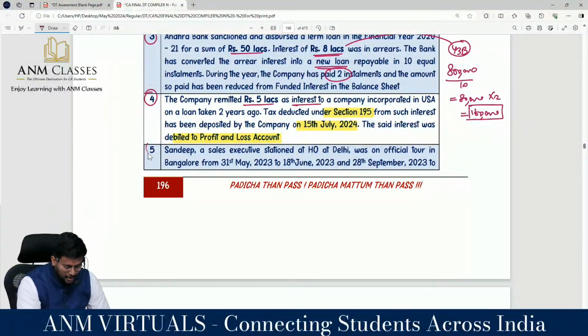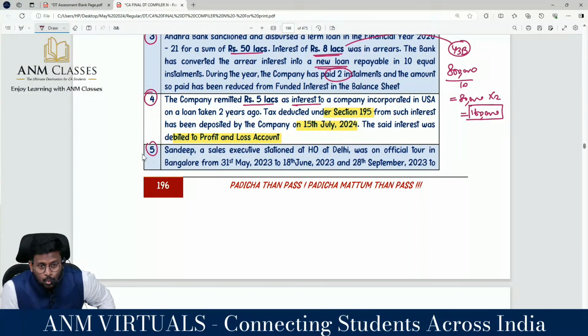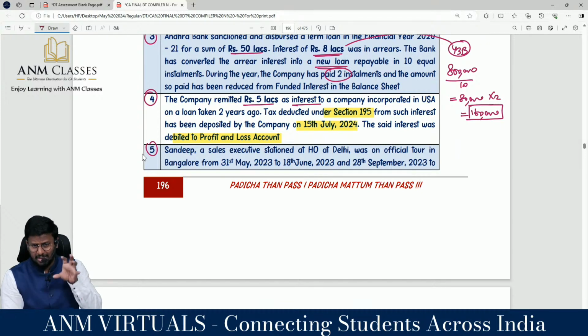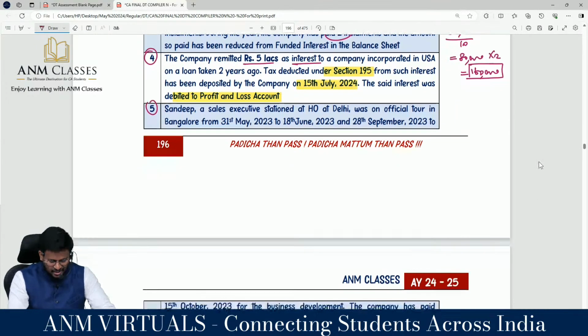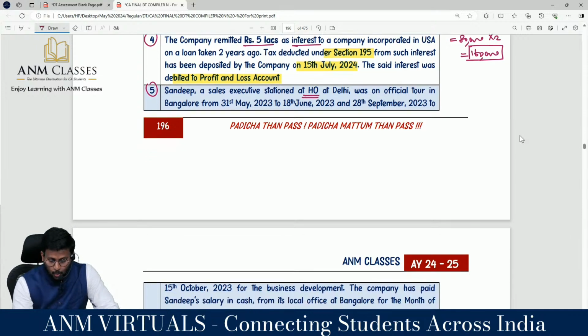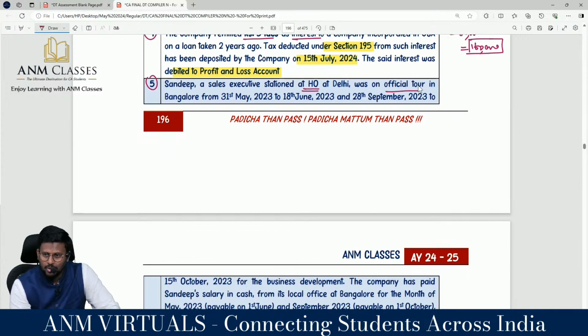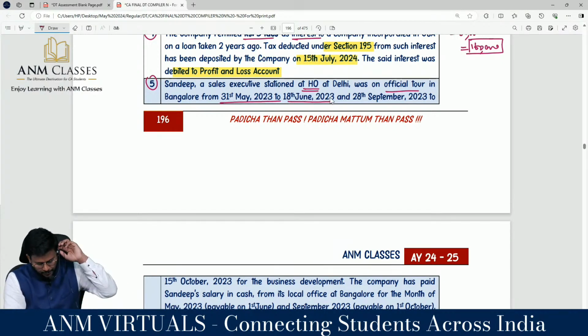I am moving into point number 5. This is with regard to 40A subsection 3, cash payment exceeding 10,000 or 35,000 as the case may be, read with rule 6DD, exception. Sandeep, a sales executive stationed at head office at Delhi, was on official tour, not personal tour, in Bangalore from 31st May 2023 to 18th June 2023. So May 31st to June 18th.